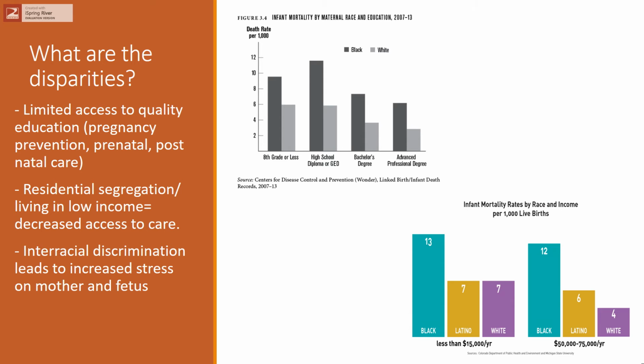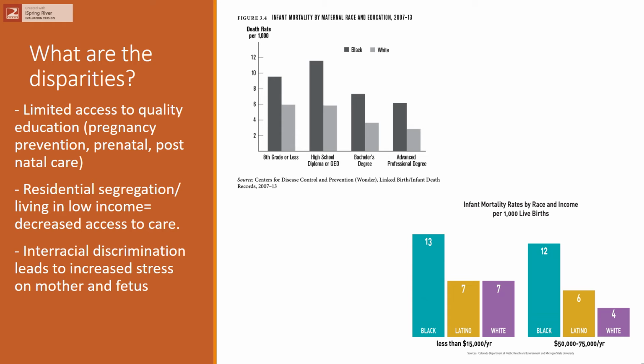So why do these health disparities exist within this population? The first reason is limited access to quality education. This includes prenatal, postnatal, and pregnancy prevention techniques. According to the U.S. Bureau of the Census completed in 2004, infant mortality rates generally decrease with increasing levels of education. This pattern may reflect the effects of more education as well as socioeconomic differences.